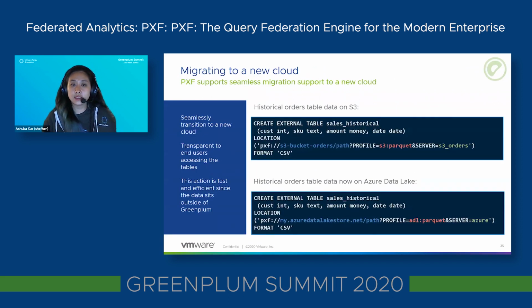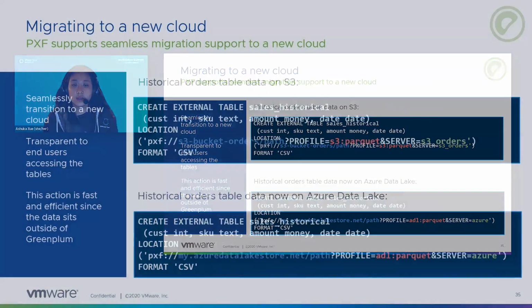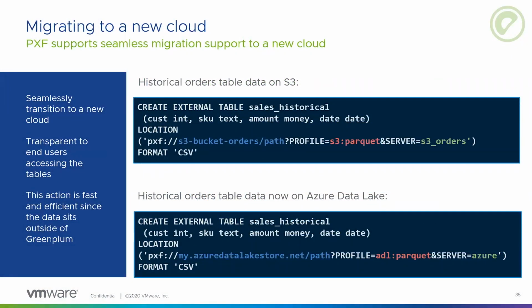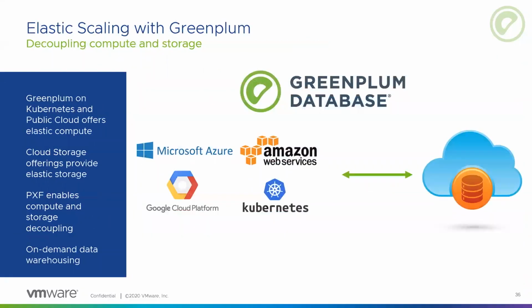So let's say an enterprise is moving their cloud data from AWS to Azure. In Greenplum, it's very easy to do this move. PXF is cloud agnostic, so we can seamlessly transition between clouds. All you have to do is drop the old table and recreate it with the newly updated location. This action is really fast and efficient because the data sits outside of Greenplum. So really the only information that you're changing is the metadata that's stored in the catalog on where to access our external data. PXF's ability to store and query data from the cloud allows us to decouple computation and storage.